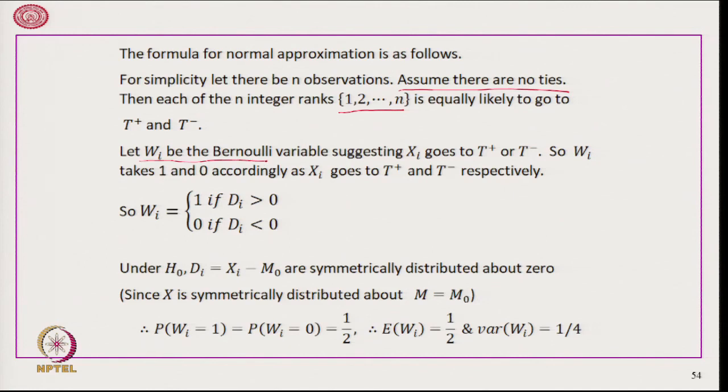So, let us consider a Wi corresponding to each observation. If xi is the observation, Wi is a Bernoulli random variable, which is giving us the value if it is going to the positive side or the negative side. Wi is equal to 1 if di greater than 0, Wi is equal to 0 if di is less than 0, a typical Bernoulli distribution. Under H naught, that median is equal to m naught, xi minus m naught is symmetrically distributed about 0, since x is symmetrically distributed about m equal to m naught. Therefore, probability Wi equal to 1 is equal to probability Wi equal to 0 is equal to half. Therefore, expected value of Wi is half and variance of Wi is 1 by 4, that we know from the definition of Bernoulli random variables.